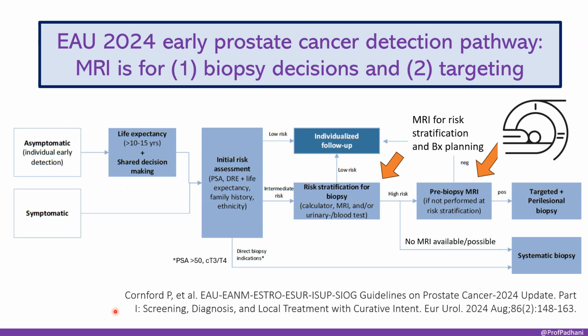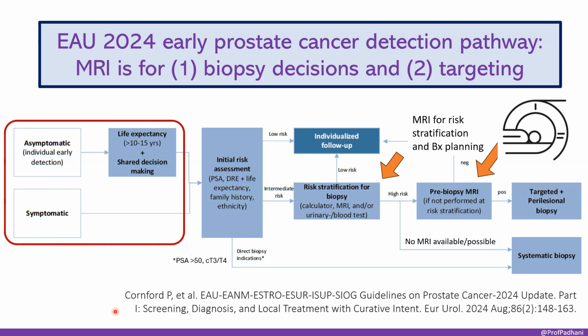Let's start by grounding ourselves in the current clinical context. The EAU 2024 guidelines firmly place MRI at the heart of the early prostate cancer detection pathway for men with elevated risk. As shown here, MRI serves two crucial functions. Firstly, for risk stratification to guide biopsy decisions, deciding who needs a biopsy, and secondly, for planning and targeting that biopsy if it proceeds. AI tools aim to enhance both of these aspects.